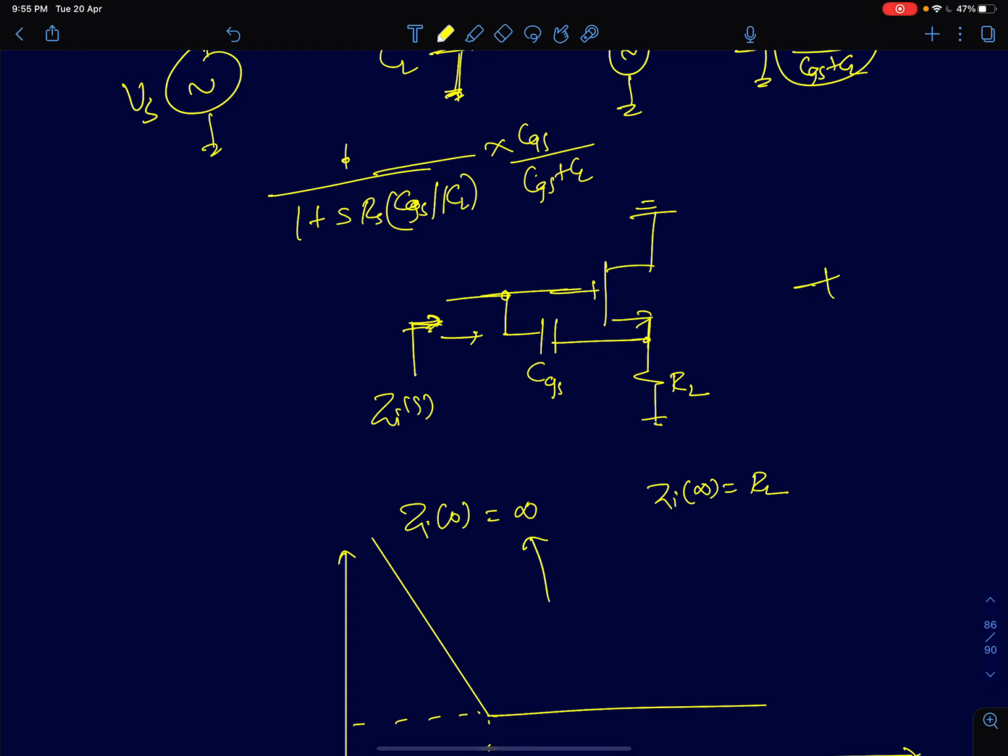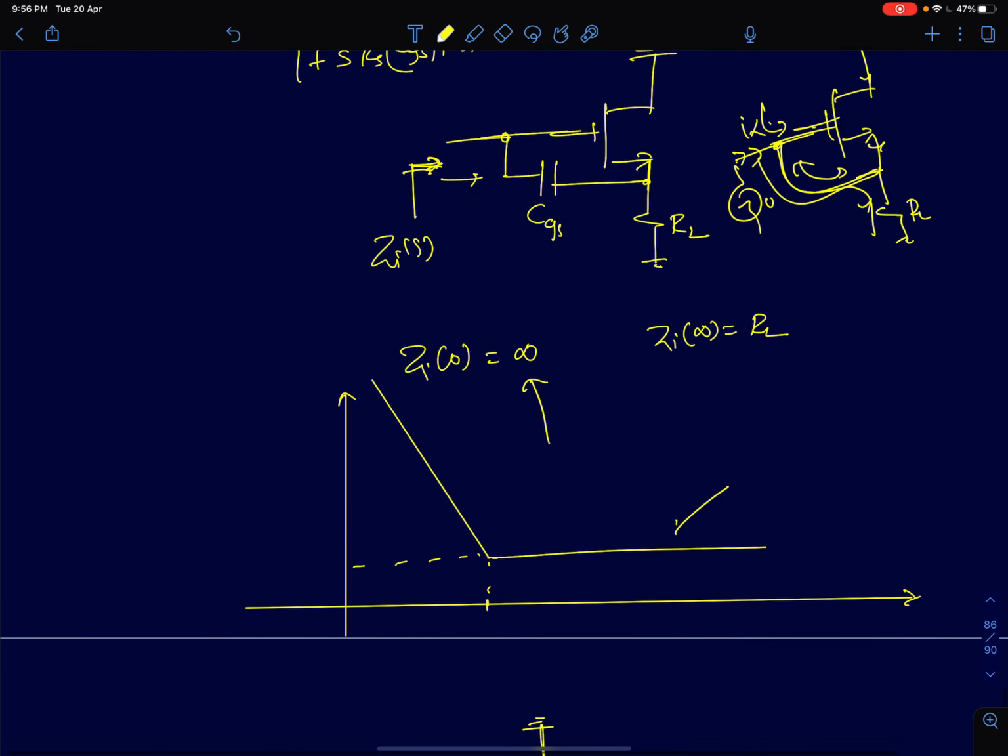At very high frequencies, the capacitance acts like a short circuit. If the capacitance acts like a short circuit, the VGS is 0. The VGS is 0, there is no current flowing from the MOSFET. So all the current, when you apply a test voltage Vx here and measure this current, is going to flow through RL. So RL, because it is a short circuit here, will appear directly at this gate node. So the impedance there will just be RL itself. So at infinite frequencies, the input impedance will just be RL itself.